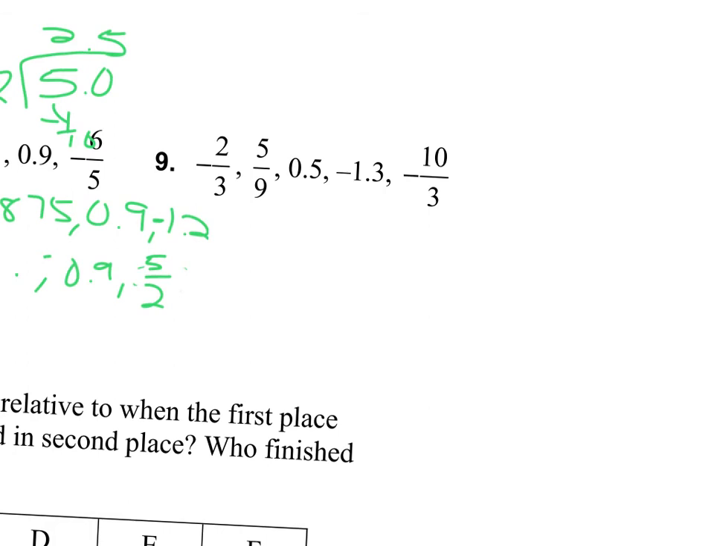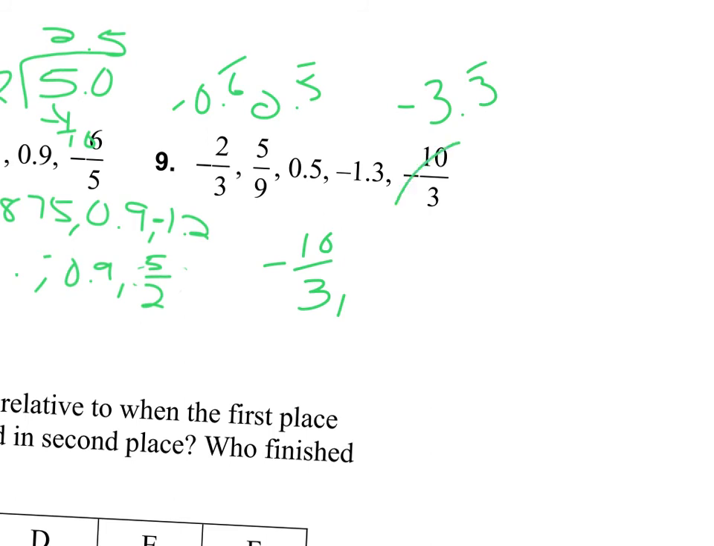Alright, so if you did this right, you should have gotten negative 3.3 repeating here. You should have gotten negative 0.6 repeating here. And then for 5/9 you should have gotten 0.5 repeating here. Now this one's a little trickier, but we should know negative 3.3 is going to be the smallest, so negative 10/3 will come first. Okay, so we did that one.